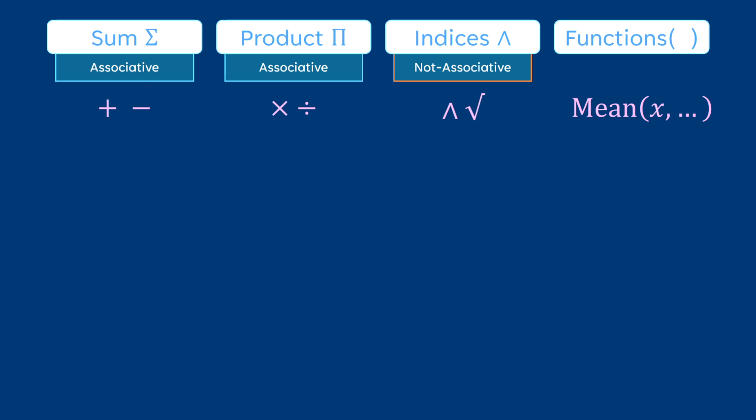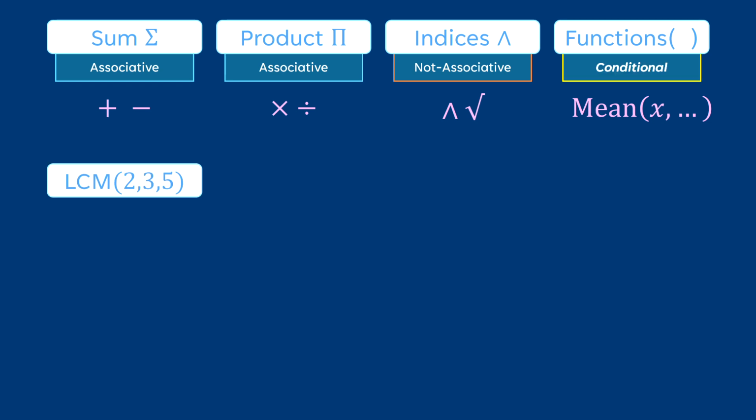What about other functions? Well, it's conditional. Some of them, like the lowest common multiple, are associative. We can break down the lowest common multiple of 3 objects, the lowest common multiple of 2, 3, and 5, into 2 lowest common multiple calculations. You can start with the innermost calculation, find the lowest common multiple of 2 and 3, and then with the result of that, find the lowest common multiple of 6 and 5. And it will still give you the same result.